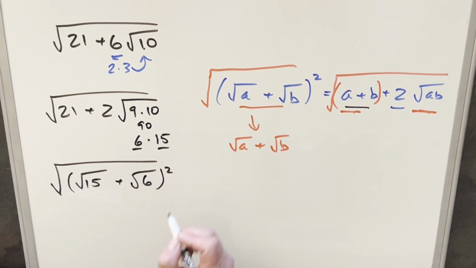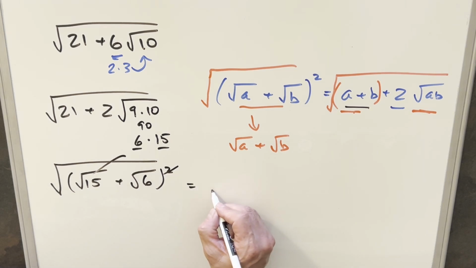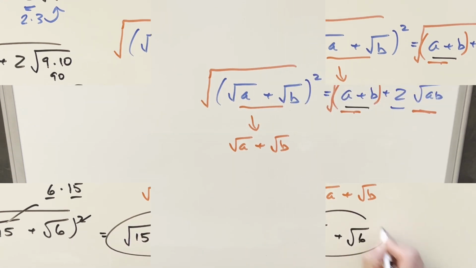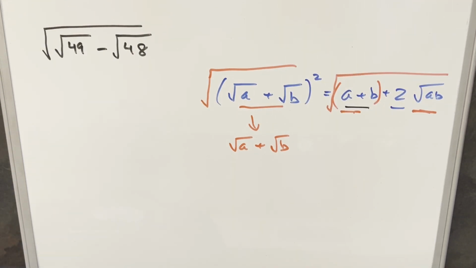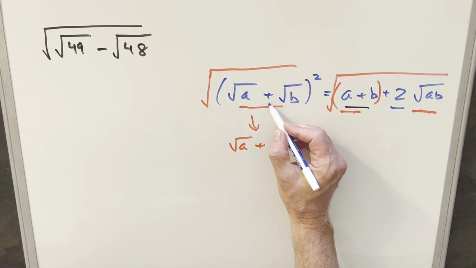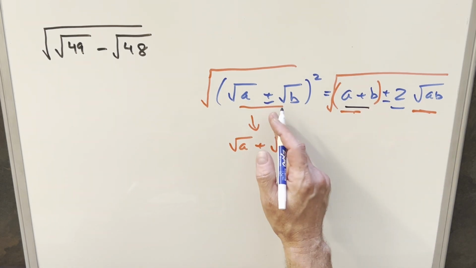This is all squared. Get rid of this and this, and what we're left with for our solution on this is just going to be square root of 15 plus square root of 6. Okay, number 4. Now I threw this one in because I forgot. I wanted to get something in here with a minus sign. This is really going to work the same way regardless if you have this as plus or minus.